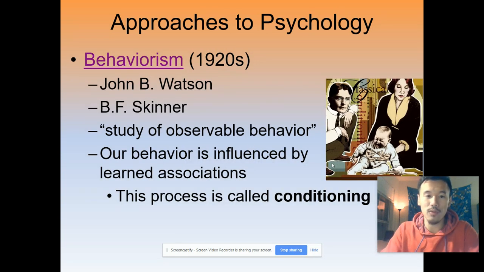All right, next approach is behaviorism. I'm going to let you write that definition down here.